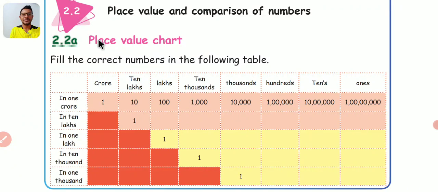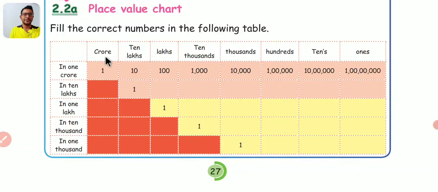So here they are giving the place value chart. Fill the correct numbers in the following table. In the first row they are giving crore, 10 lakhs, lakhs, 10 thousands, thousands, hundreds, tens, ones, okay? These are all places. And here in 1 crore, in 10 lakhs, in 1 lakh, in 10,000, in 1,000, okay? So we have to write the number. How many ones in 1 crore? They are filling the first row as an example, okay?